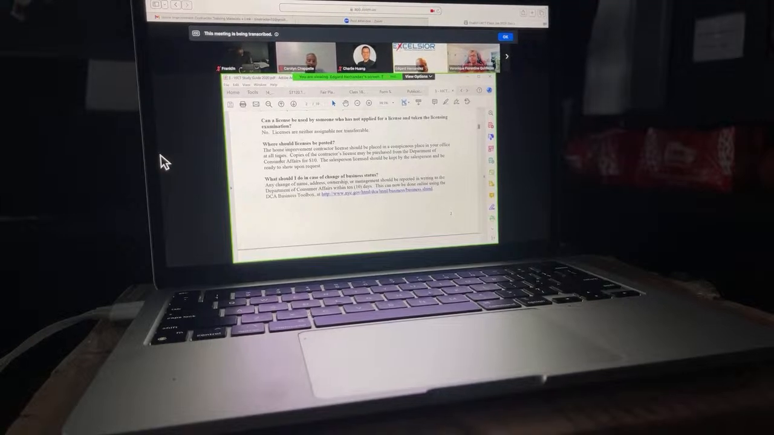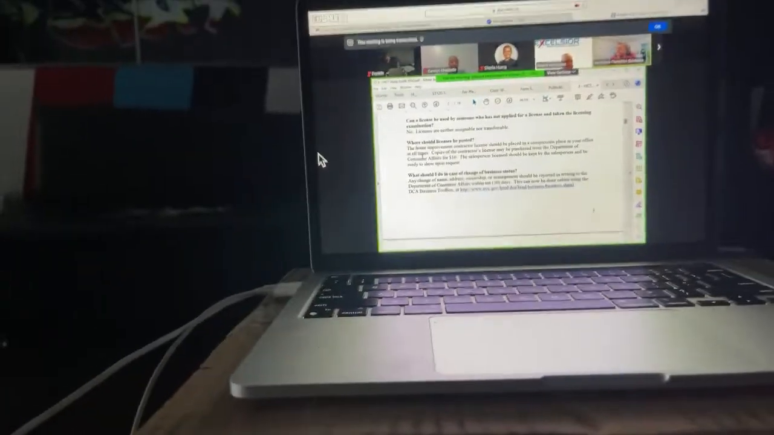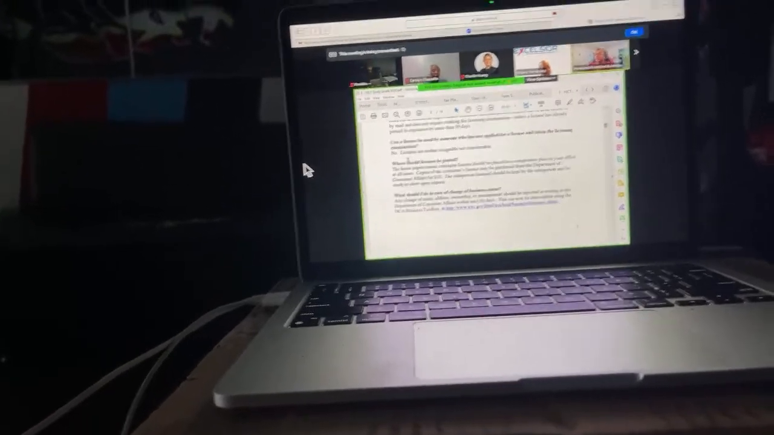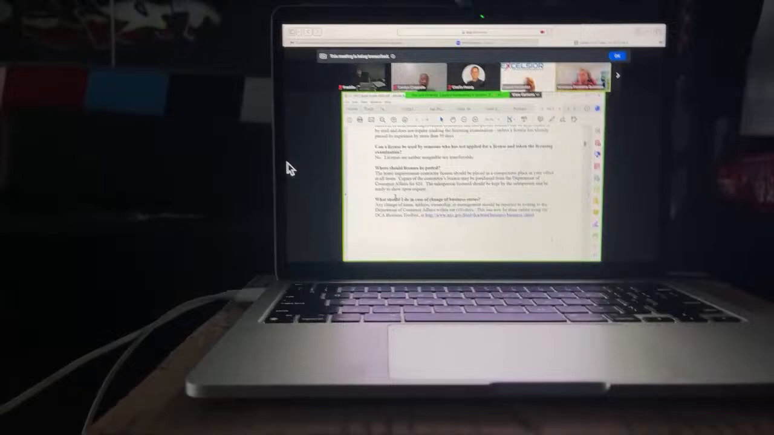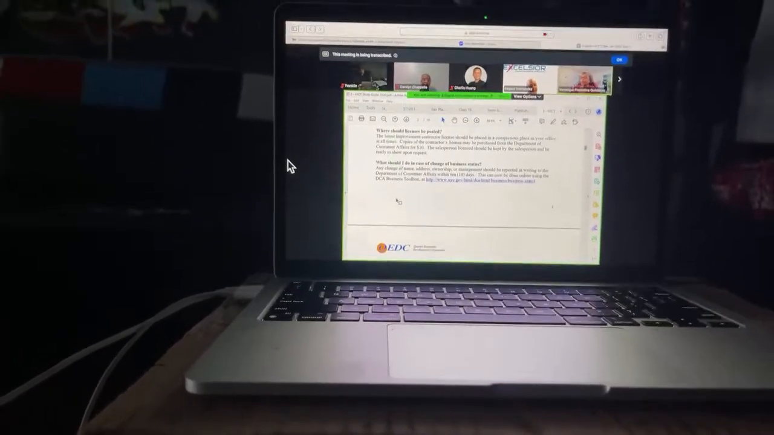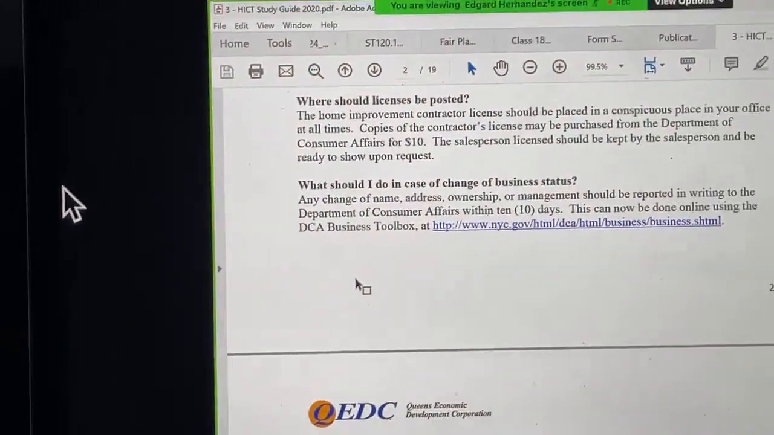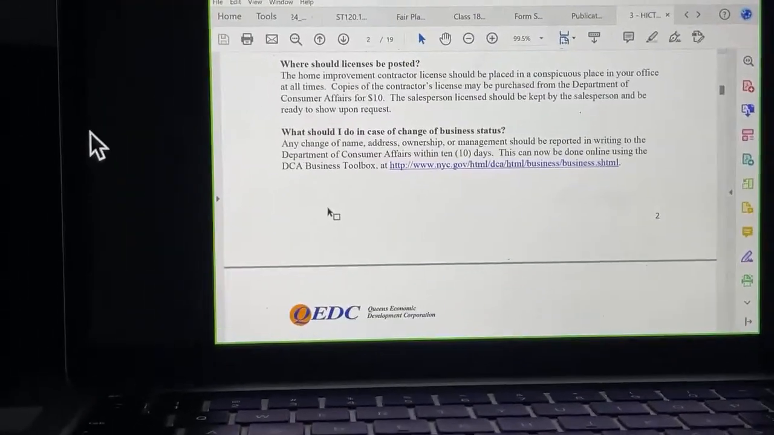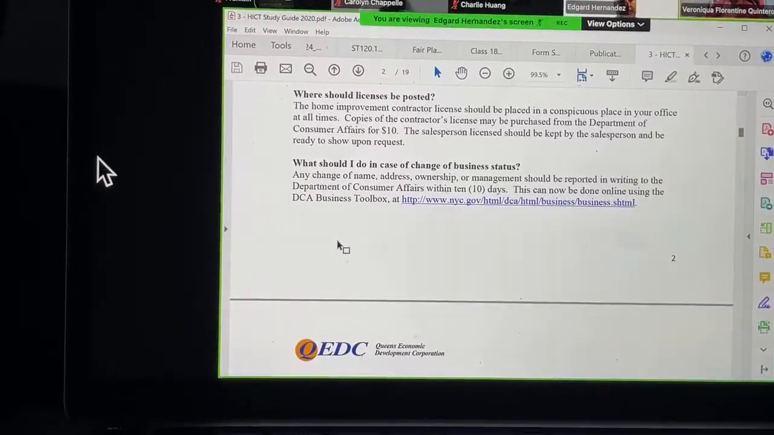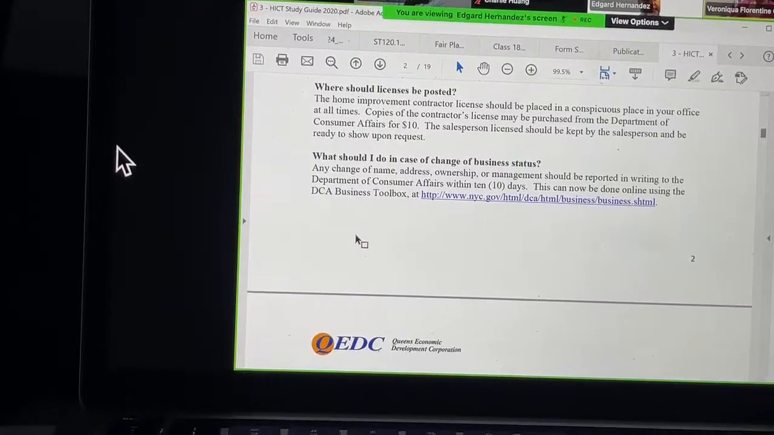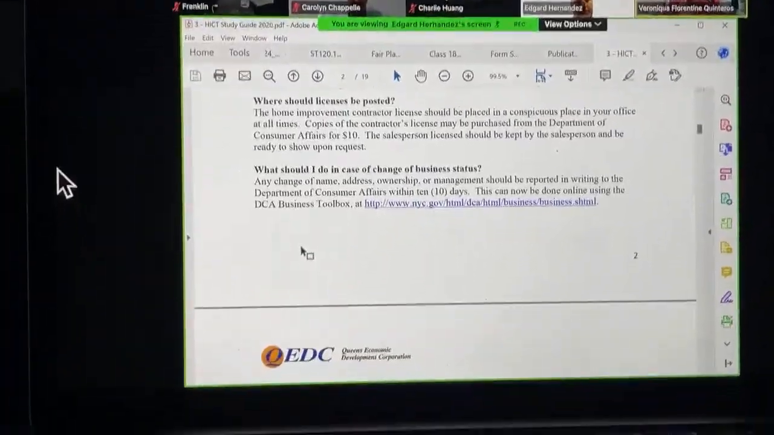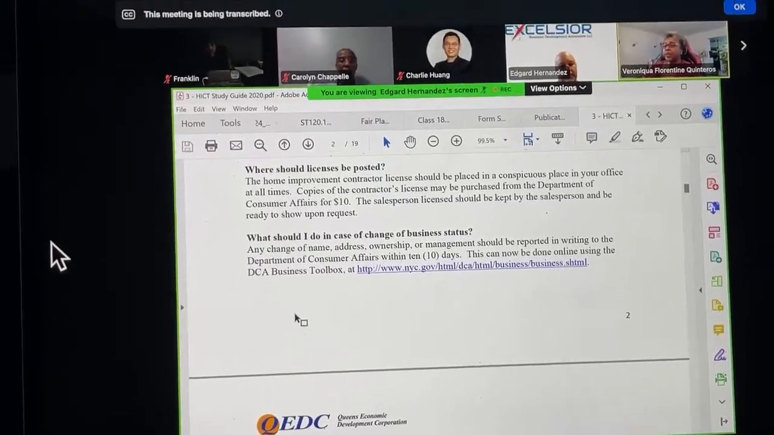Okay. Let's continue, please. Can a license be used by someone who has not applied for a license and taken the licensing examination? No. Licenses are neither assignable nor transferable. Where should licenses be posted? The home improvement contractor license should be placed in a conspicuous place in your office at all times. Copies of the contractor's license may be purchased from the Department of Consumer Affairs for $10. The salesperson's license should be kept by the salesperson and be ready to show upon request.